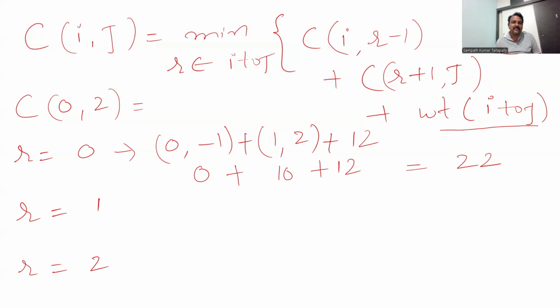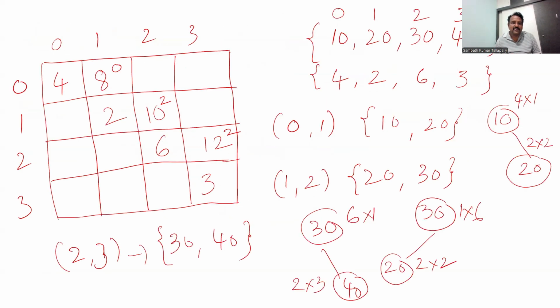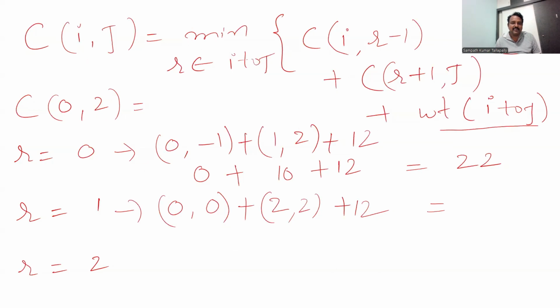Now we are going to take R is equal to 1. If I take R is equal to 1, the value of my I is equal to 0, and 1 minus 1 is going to give you 0, plus R is equal to 1. So 1 plus 1 is equal to 2, and the value of my J is also equal to 2 plus 12. So this is equal to 0, 0. If I go to my 0, 0, this is 4. So we are going to substitute that value 4 here plus 2, 2. And the value of my 2, 2 is equal to 6 plus 12 is equal to 22.